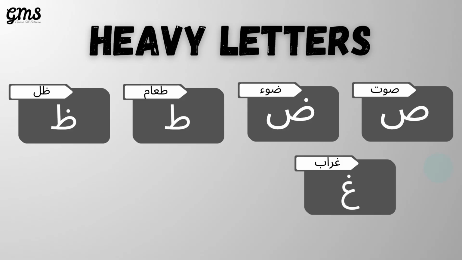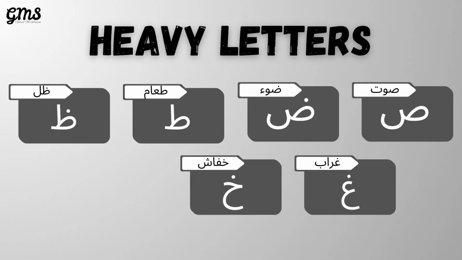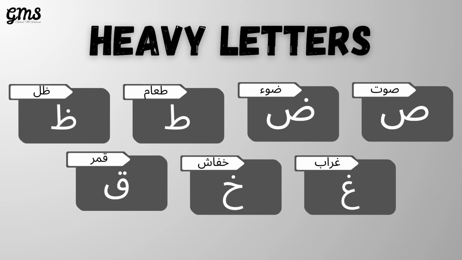We have غين and خاء. غين, like غراب. خاء, like خفاش. Both of them are heavy sounds. And the last letter we have is قاف. قمر. If I said it with ka, that is the kaf, not قاف. And kaf is the light one. So again, what is the benefit of making heavy sound? To differentiate between the letters and to be more clear.